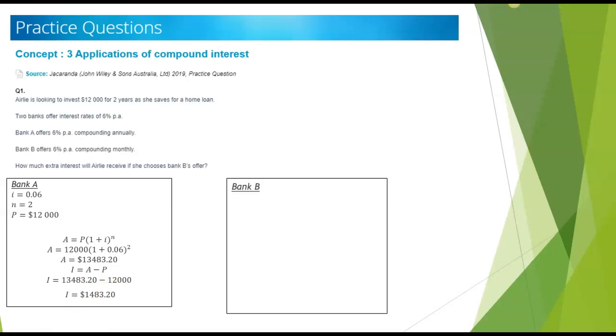So what about Bank B? So once again, it's 6%, but now it's compounded monthly. So the interest rate per compounding period is 0.005.